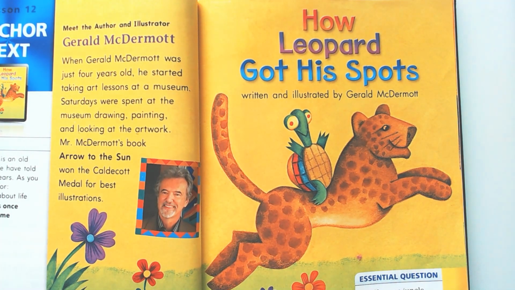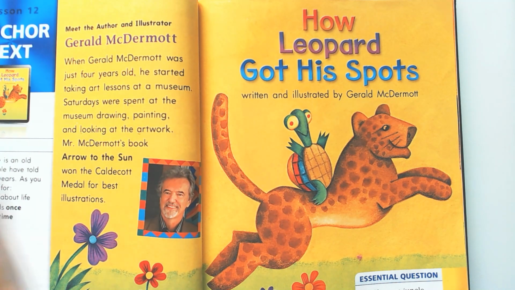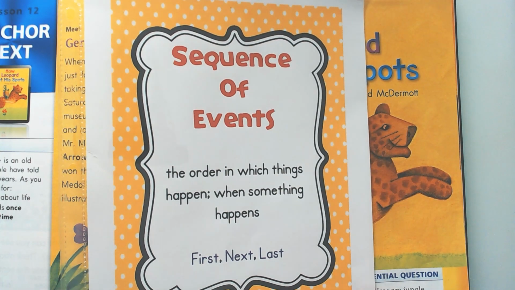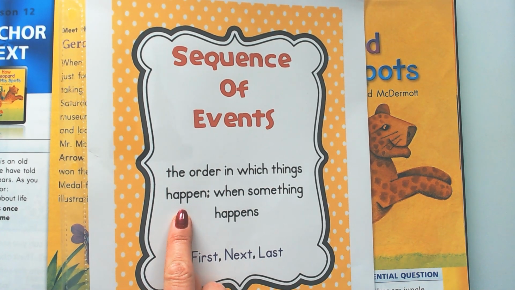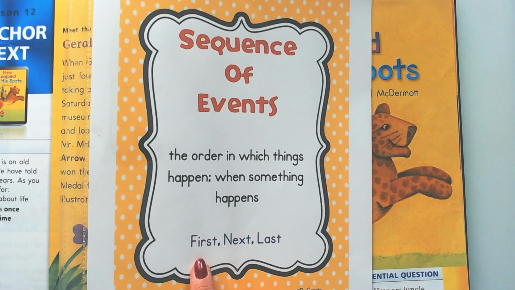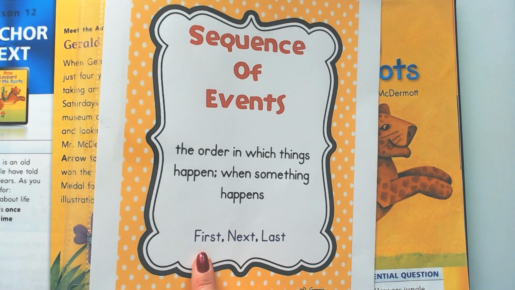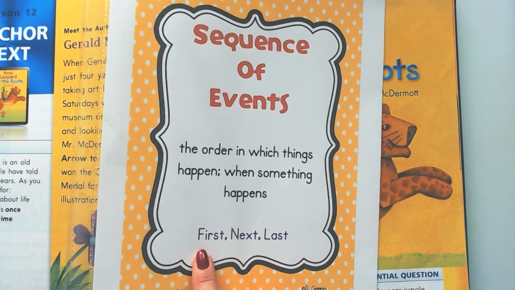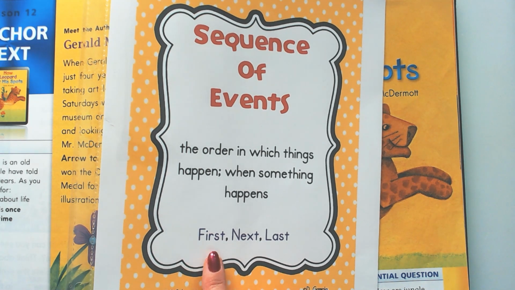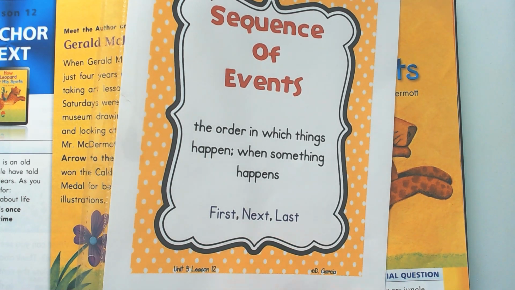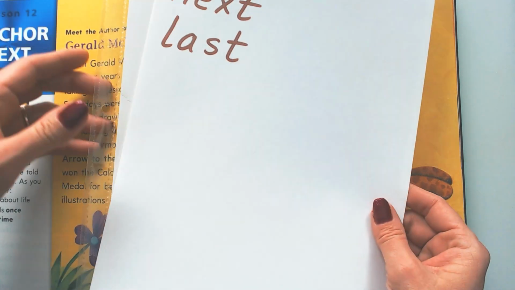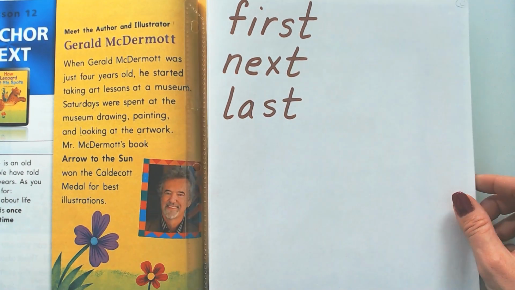So today when we read it, we're going to be concentrating on the sequence of events. That's the order in which things are happening in the story. And we use these, they're called adverbs of time. And they are first, next, and last. And a little quick lesson on first, next, and last.